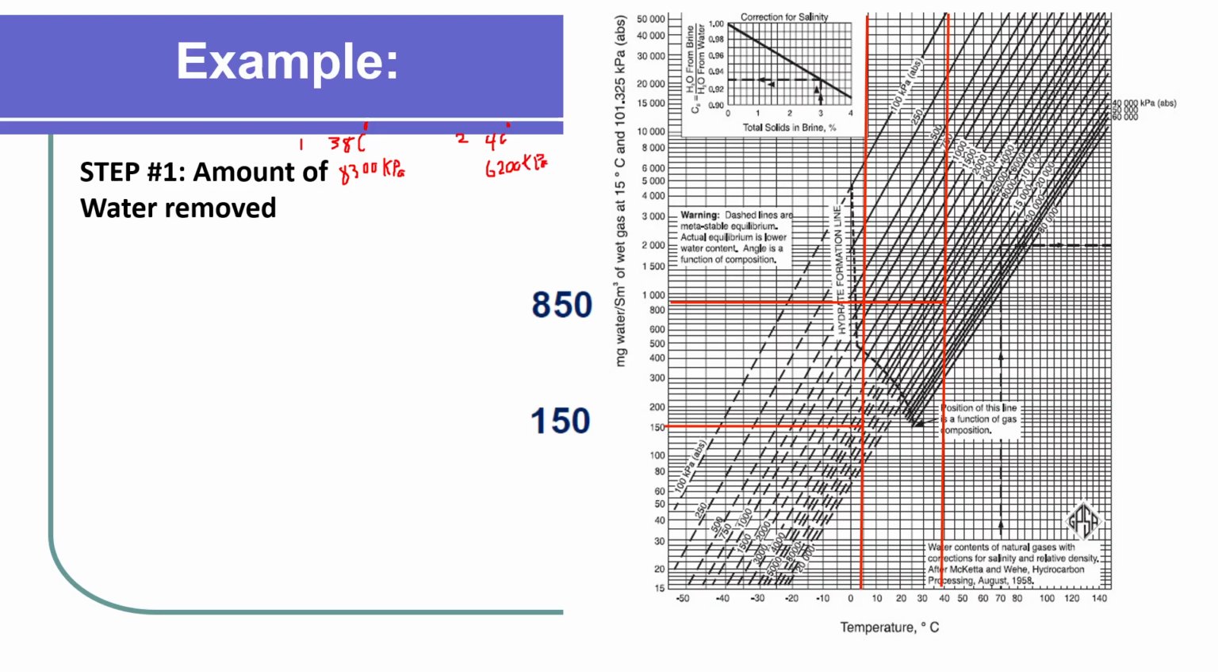So now I can simply, using the McKetta chart, go and find how much water is available in this system. So the first thing, at point 1, this is point 1, the temperature is 38, so I'm going to go to the x-axis, the temperature. 38 degrees Celsius is approximately here, so I'm going to go vertically all the way.